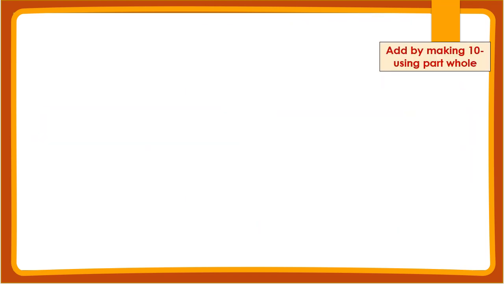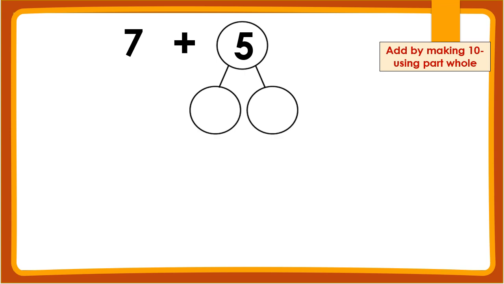Let me show you another way of doing it aside from representing on 10 frames. Here, we are still making 10, but this time, we'll use a part-whole model. Okay, let's write first the two addends given, and that is 7 plus 5. Next step, we will split number 5 into two number parts, or in other words, we will partition it, and we will use a part-whole model.